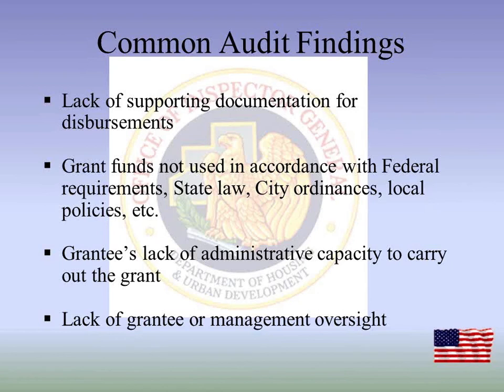And one of the other ones is lack of grantee management oversight, and that's usually when the grantee has subrecipients or contractors, and they're not actually managing the contractor. Also, poor allocation, which would be excessive salaries of employees, use of grant funds for expenses that are not included in grants approved by HUD, that's also considered ineligible. And then we've had a couple of instances where there's been conflicts of interest.